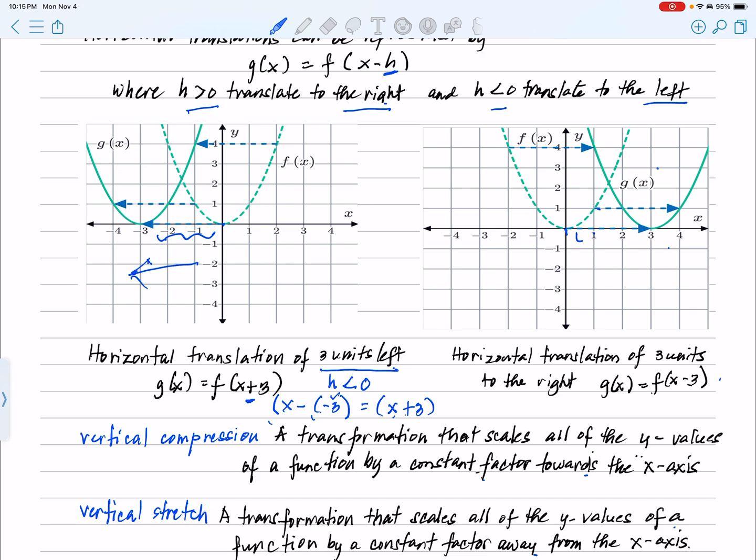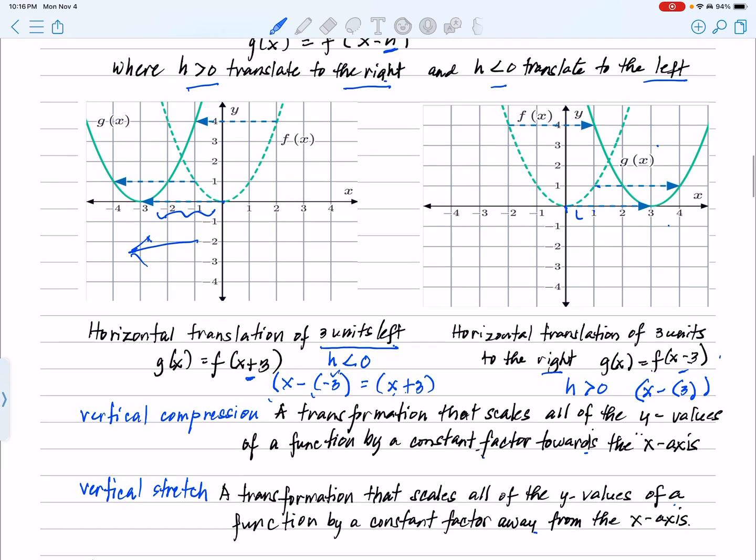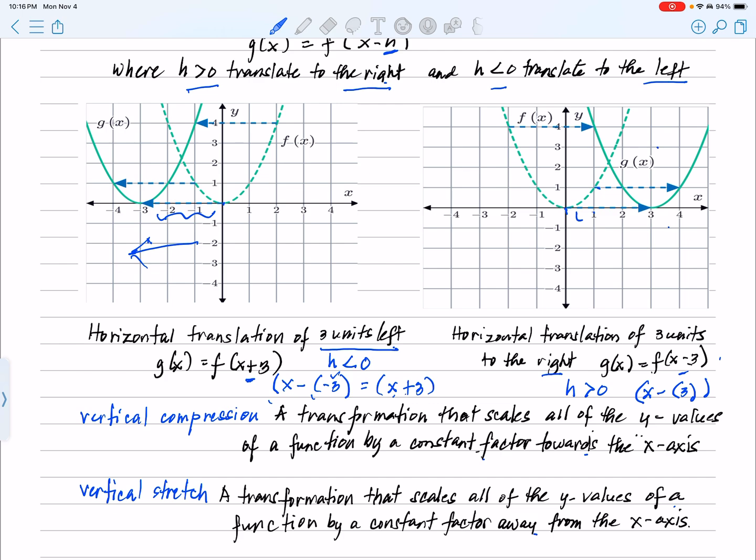Here, you have g of x equals f of x minus 3. Inside the parentheses, it's x minus a positive 3. So it's positive 3, which means the h is greater than 0. That's why it slides to the right. So when you do that, be sure you do the inverse of the sign when it's a horizontal translation. Like this, the graph is moved 3 units to the right.